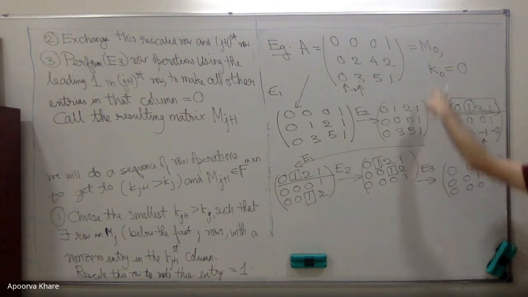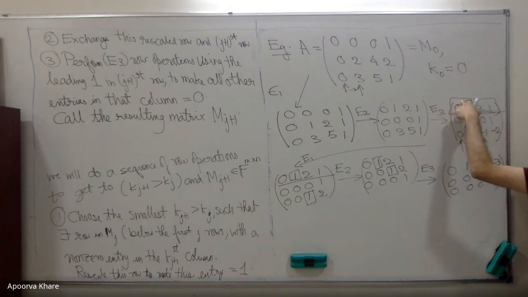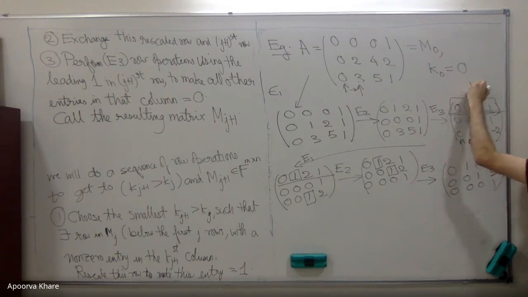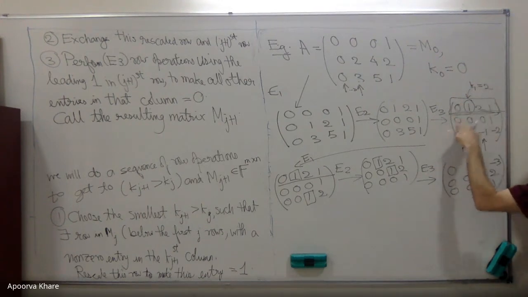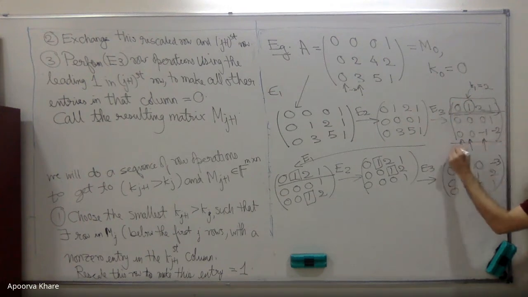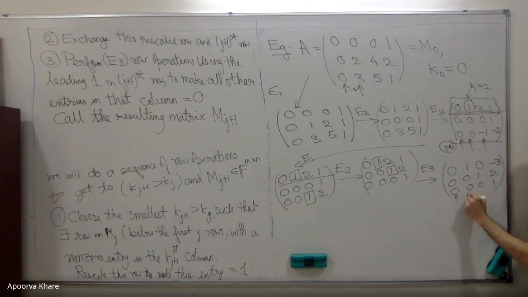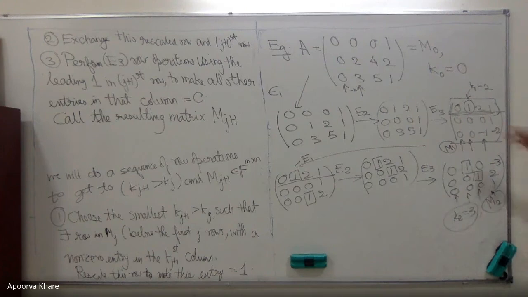So let's see. M0 was this, K0 was this. Here now, K1 is 2, the second column, and this matrix is M1. Now over here, the first column is done, the second column is done. This is K1. The second leading one occurs in the third column, so K2 is 3, and this matrix is M2. So M1 here, M2 here.